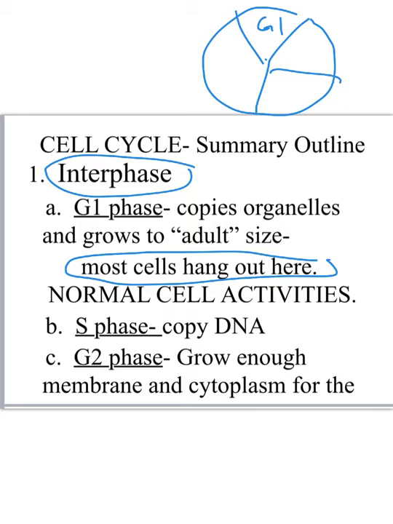The next phase is called the S phase. And you can think of it as like synthesis. So what happens during our S phase is our genetic material gets copied. So the DNA gets replicated. And then finally, the last part of interphase is G2. It's another growth phase. And what happens here is we're simply growing enough cell membrane and also cytoplasm to prepare for that cell division.